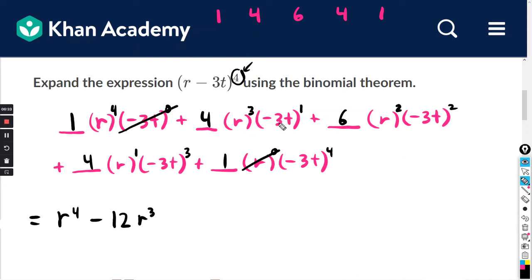And 3t to the 1st power. But we already did negative 3 times 4. Negative 3 times 4, that's negative 12. r to the 3rd, t to the 1st. Okay. Now over here, negative 3t squared. Negative 3 squared is positive 9, and t squared. So we have positive 6 times positive 9, that's positive 54. And we have r squared and t squared.